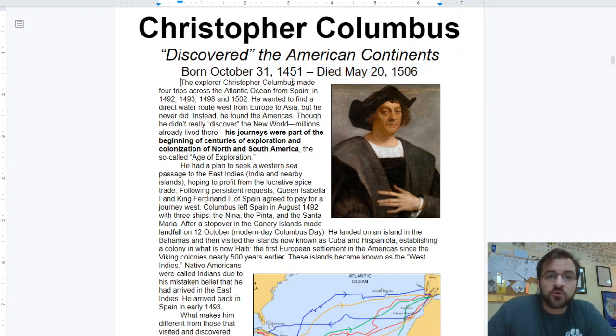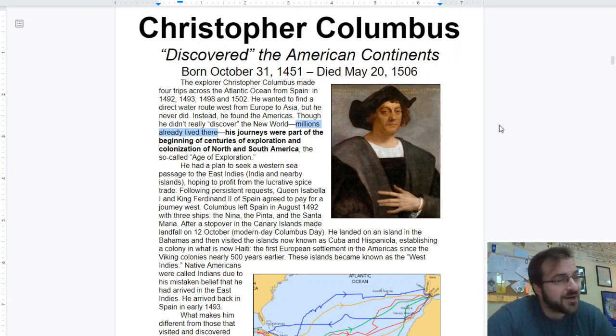The explorer Christopher Columbus made 4 trips across the Atlantic Ocean from the country of Spain in the years 1492, 1493, 1498, and lastly in 1502. He wanted to find a direct water route west from Europe to Asia, but he never did. Instead, he found the Americas. Though he didn't really discover the New World, literally millions of Native Americans already lived there.